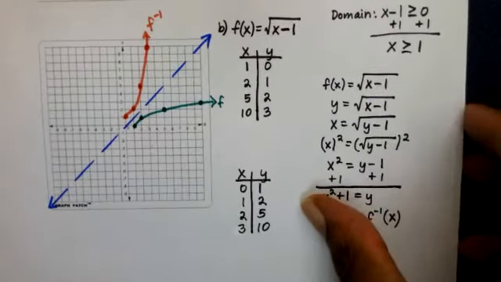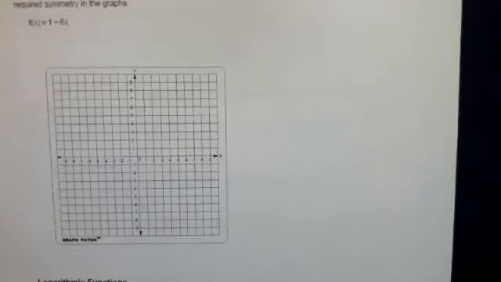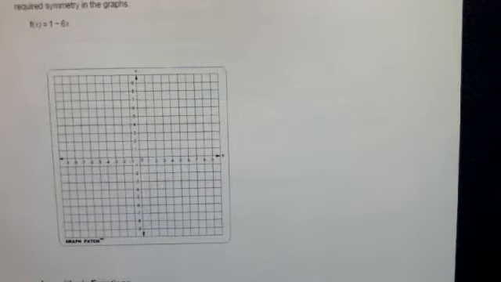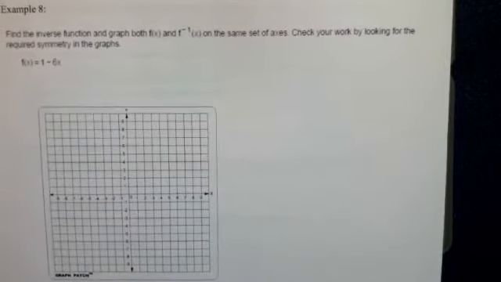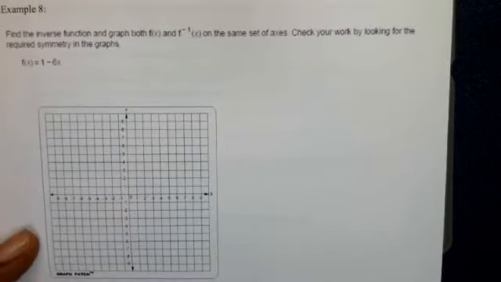Right, let's look at one more of these inverse functions, graphing them and looking for the required symmetry. Here we have f of x is equal to 1 minus 6x. That's a linear function.